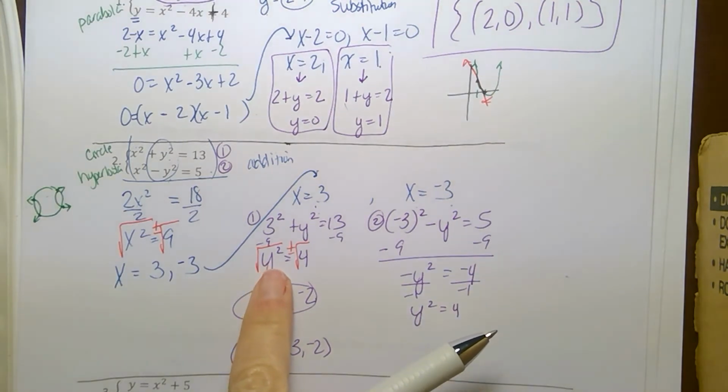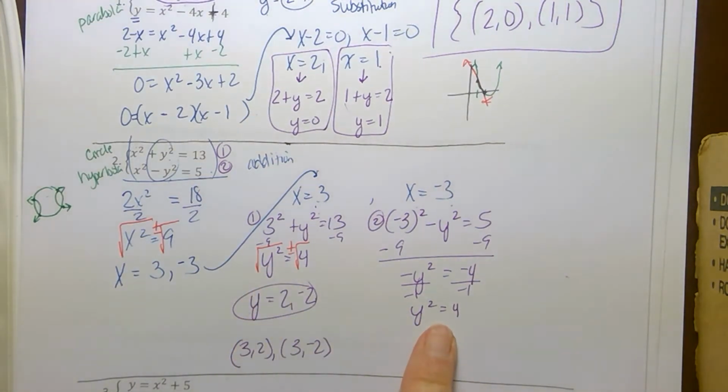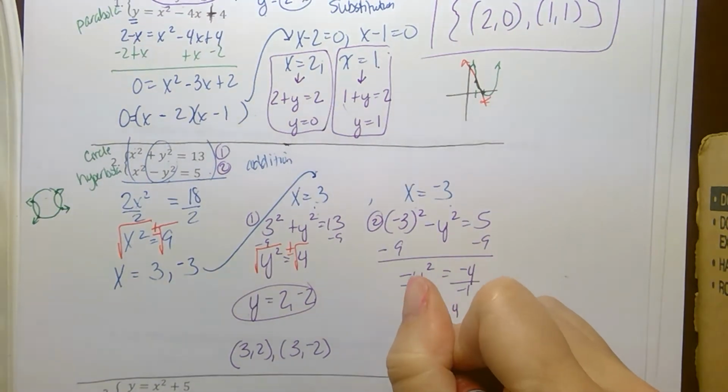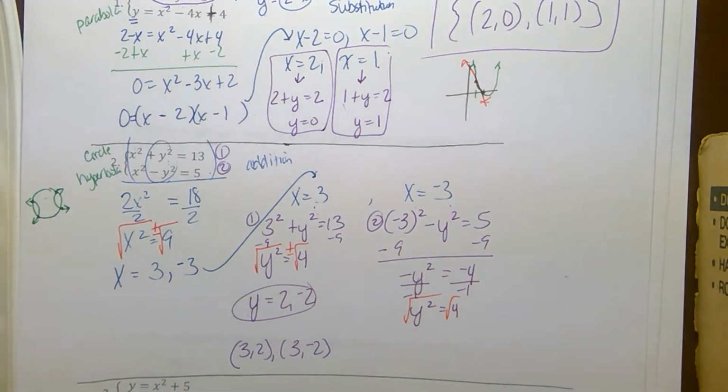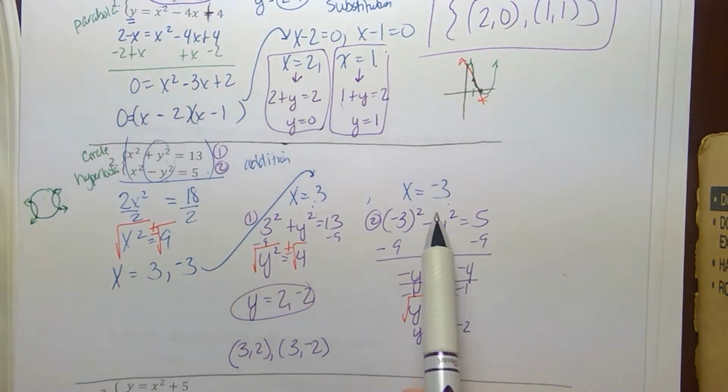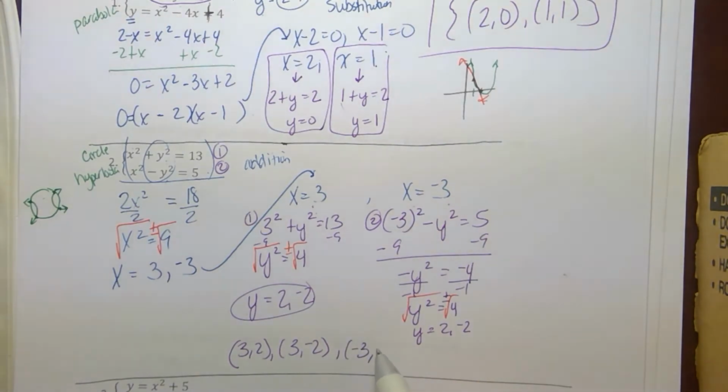You know, that's exactly what I had right there. Y squared equals 4. So it didn't matter which equation I plugged my value in. When I take the square root, I get positive and negative 2, because the square root of y squared is plus or minus 2. So y equals 2 or negative 2, again, this time where x is negative 3. So that gives me two more solutions: negative 3, 2, and negative 3, negative 2.